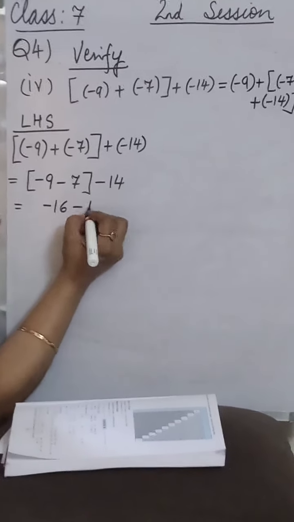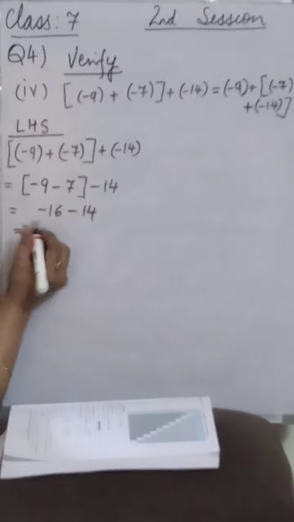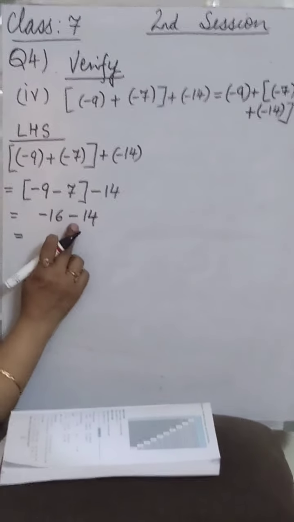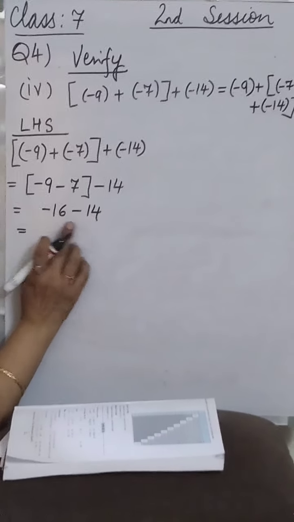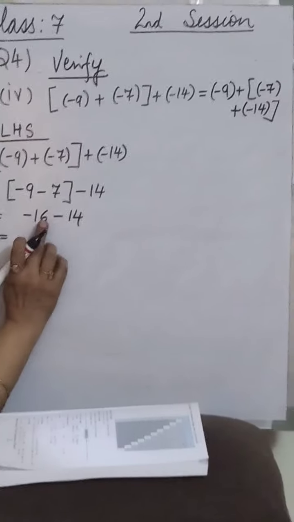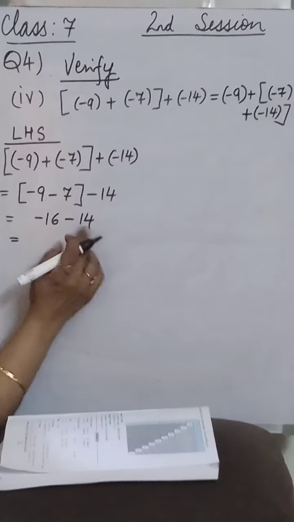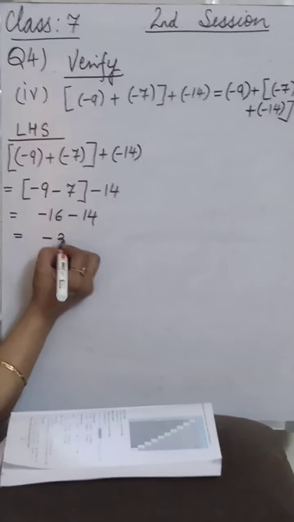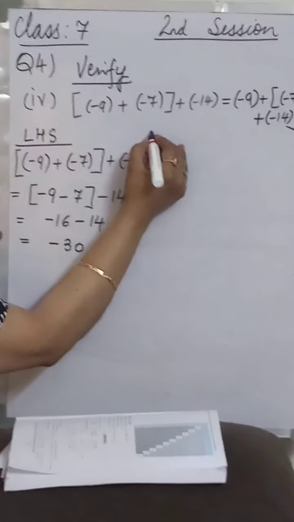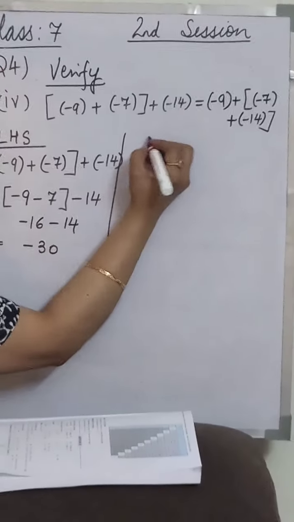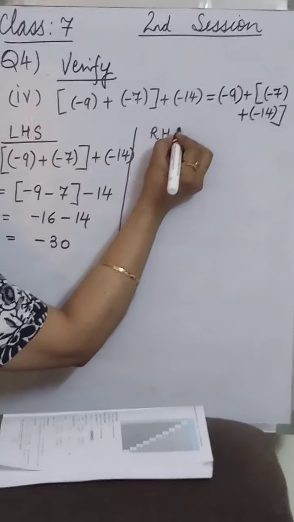Then we copy down minus 14. Again both the numbers have the same sign, so we need to add them. 10 and 10, 20, 6 plus 4, 10 more, that is 30. Minus 30 is the solution for LHS. Let's check the RHS part.